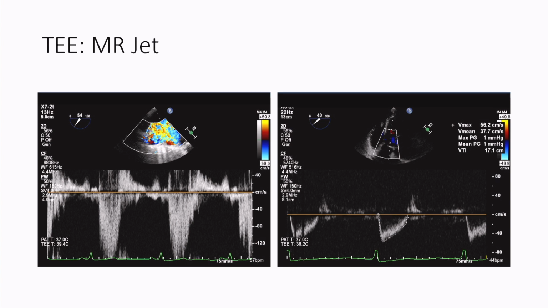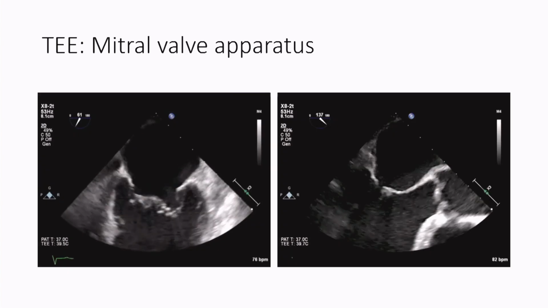Sometimes I use the LVOT VTI to look at the stroke volume before and after. However, it is a bit controversial, because we know that the stroke volume and the LVOT VTI are not only affected by the mitral valve regurgitation, they are affected by the LV dysfunction and the ejection fraction. So sometimes we do use it, but we interpret it carefully during our procedure.